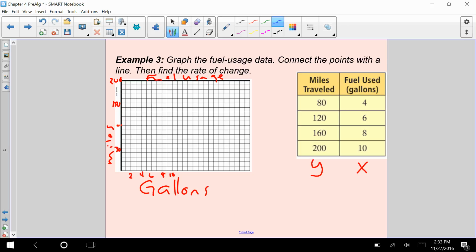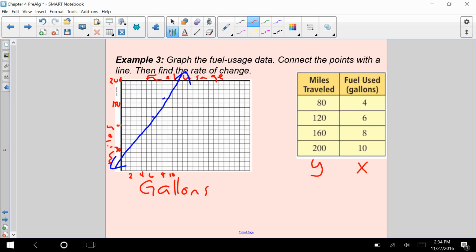All right, we're going to plot our points (4, 80). So 4, 50, 60, 70, 80, right about there. (6, 120), right about there. (8, 160), right there. And (10, 200). So we connect those with a line. And now we can find our slope.